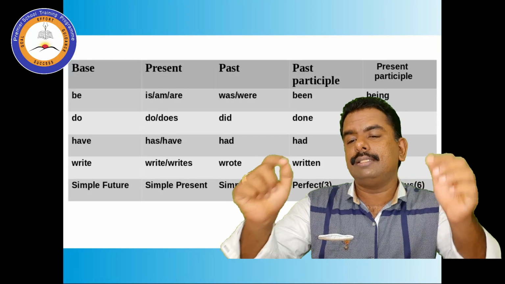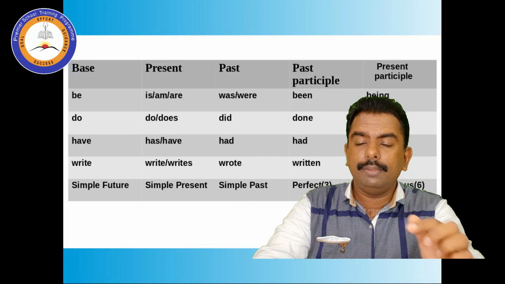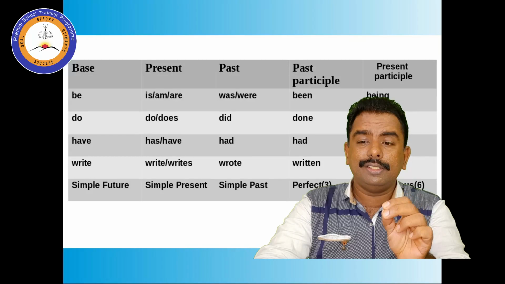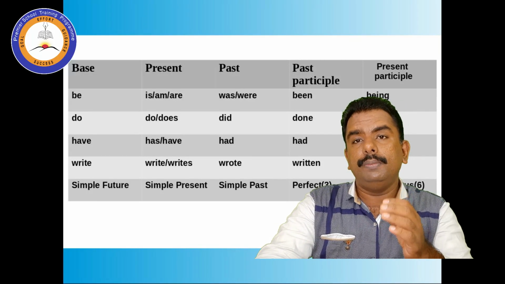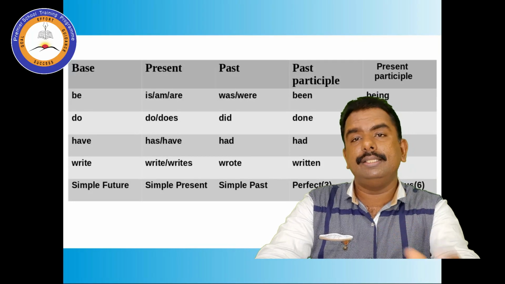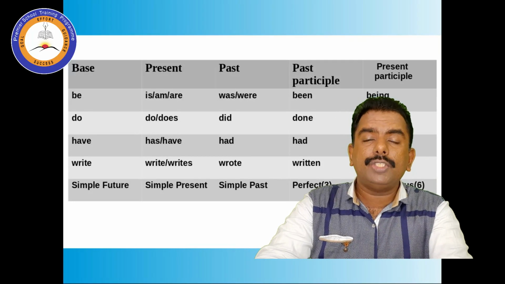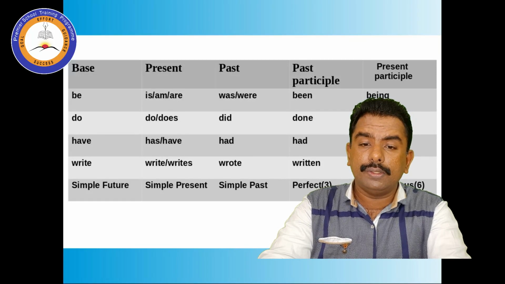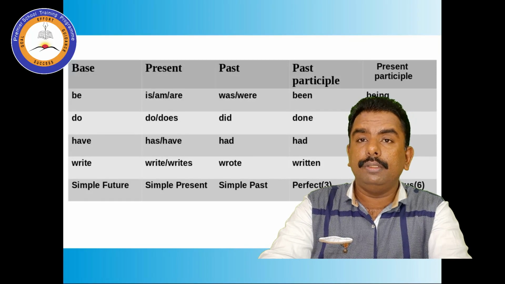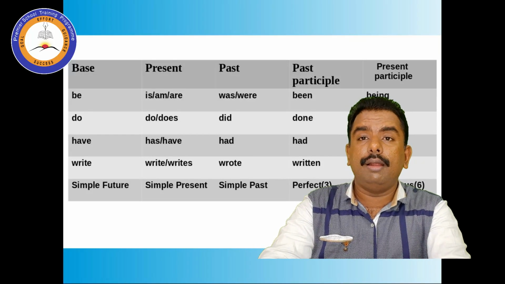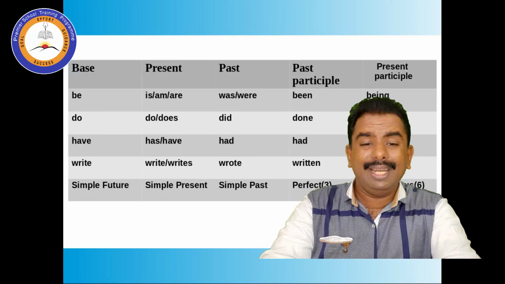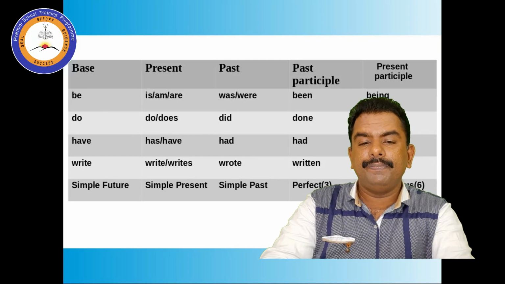Look at the last line of that table. Simple future tense uses the base form of the verb. Present form of the verb is used by the simple present tense. Past form of the verb is used by the simple past tense. Past participle is used by the perfect tenses. Perfect tenses are three in number. Last one is the present participle.